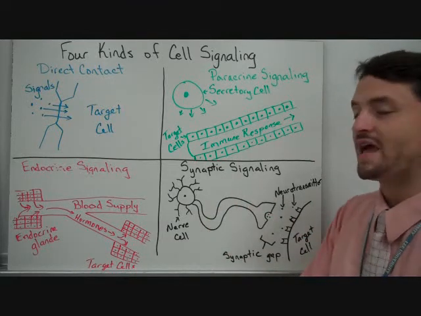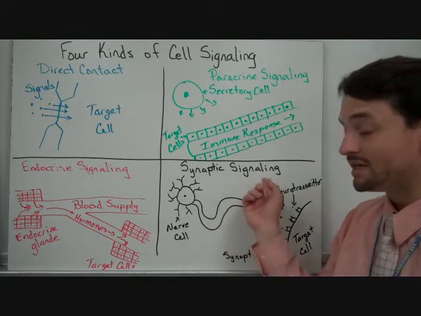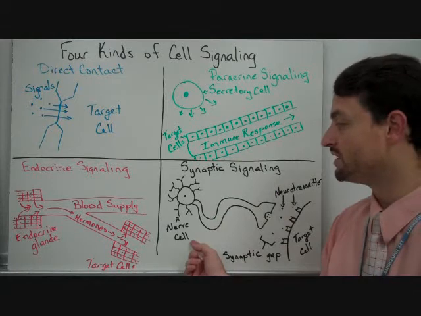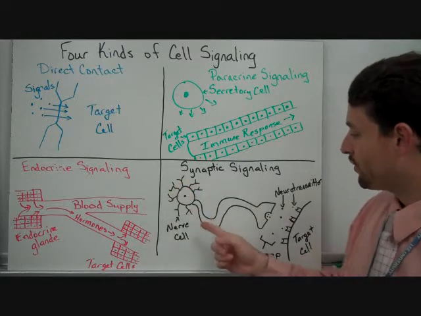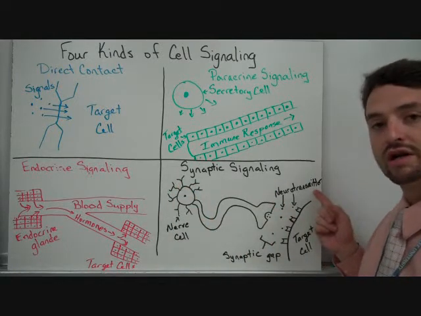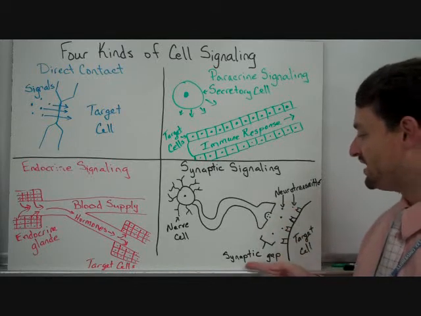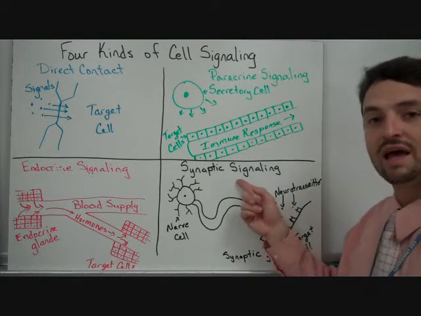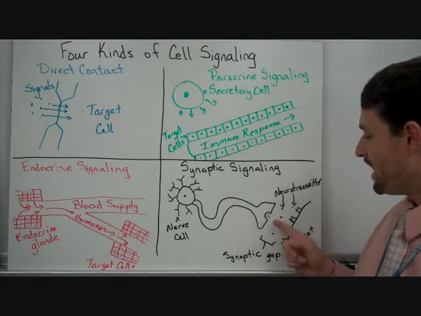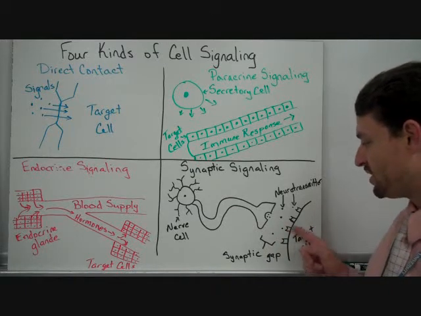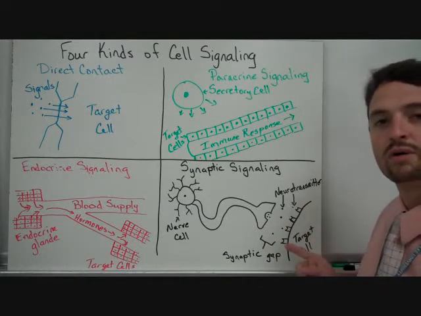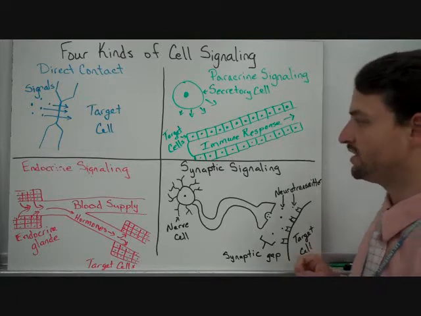And then we have the synaptic signaling. In synaptic signaling, you're looking at nerve cells. So the nerve cell will transmit a neurotransmitter across a synaptic gap, which is the synaptic signaling name. And it will be picked up by a target cell that will cause then a response here on this cell.